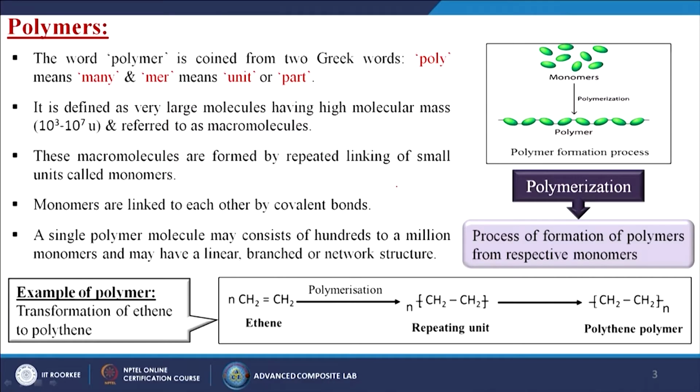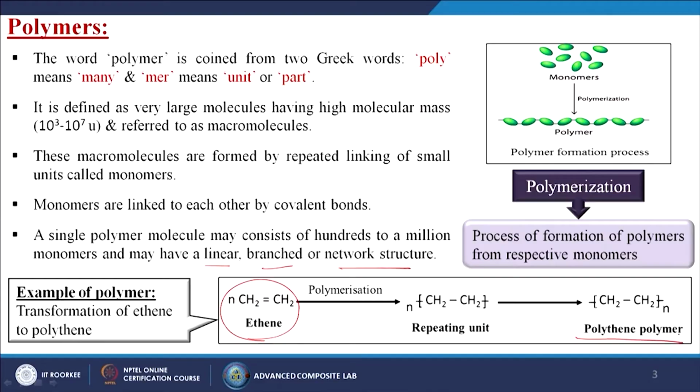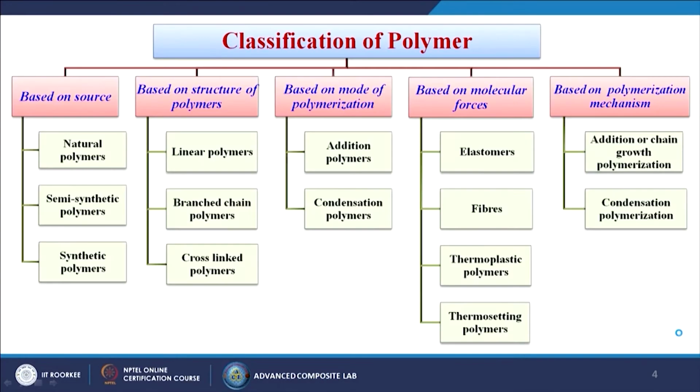A single polymer molecule may consist of hundreds to a million monomers and may have a linear, branched or network structure. An example of polymers is the transformation of ethene to polyethene. Ethene here is a single monomer, then we do the polymerization, that means the same monomers attach together, and then they make the polyethylene polymer.